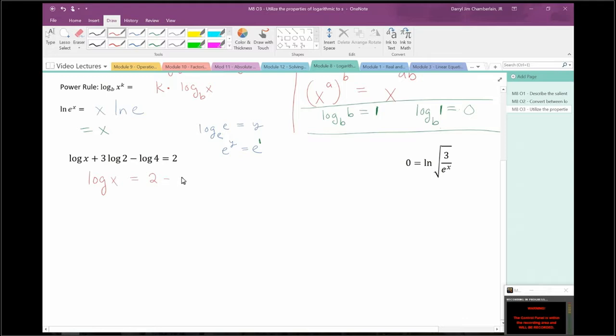So that's 2 minus 3 log 2 minus, or plus, log 4. Now let's try to push this all together. So we're going to get log x is equal to 2. Well, remember, this 3 can go up top. So that's log 2 cubed.